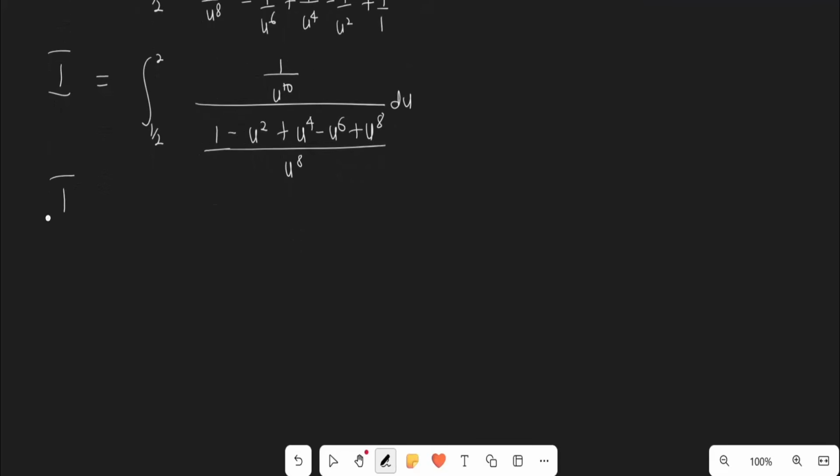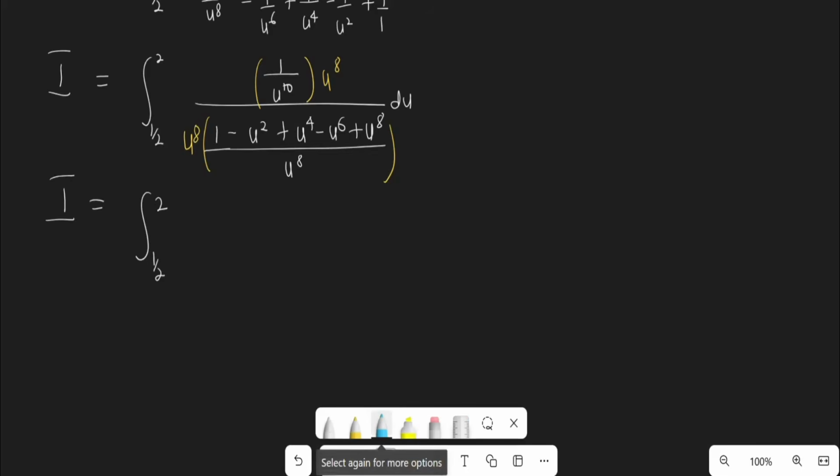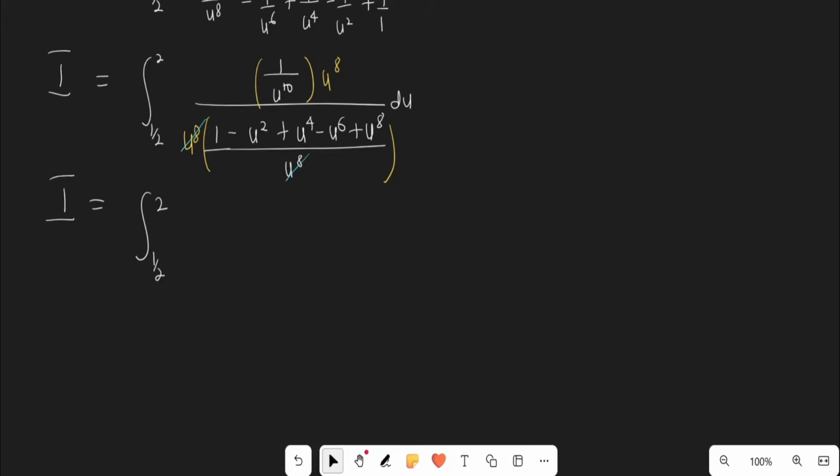So we have I here equal to the integral from 1/2 to 2 of, you can now multiply top and bottom by u raised to the power 8, right? So I'm going to multiply here by u raised to the power 8, and then I'm going to do the same thing to the denominator, u raised to the power 8, to maintain equality. So now when I do that, I see that this one and this one are going to cancel out beautifully, and now what you are left with is this.